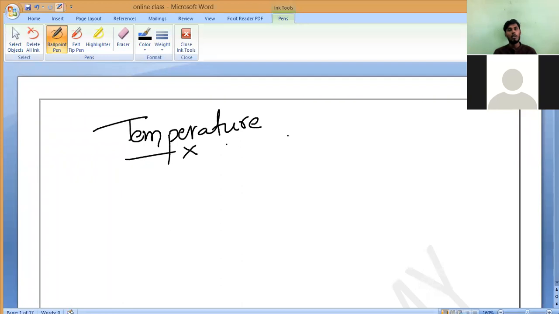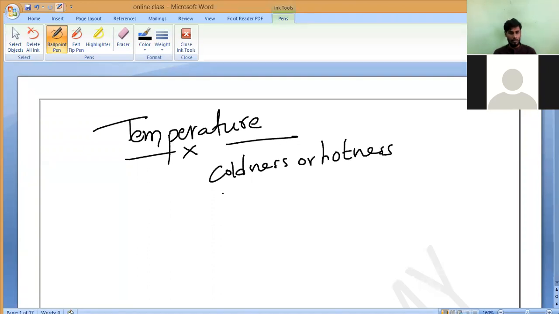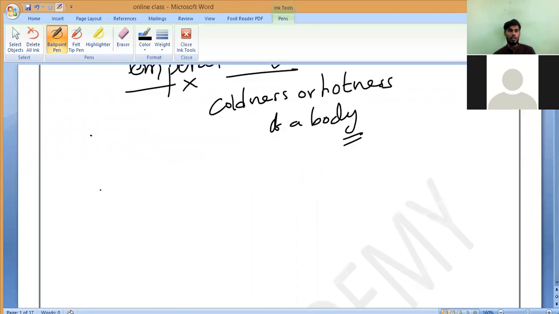What is temperature? It measures the coldness or hotness of an object or body, which we call temperature. If we take any kind of body, we measure its temperature in the units of temperature.